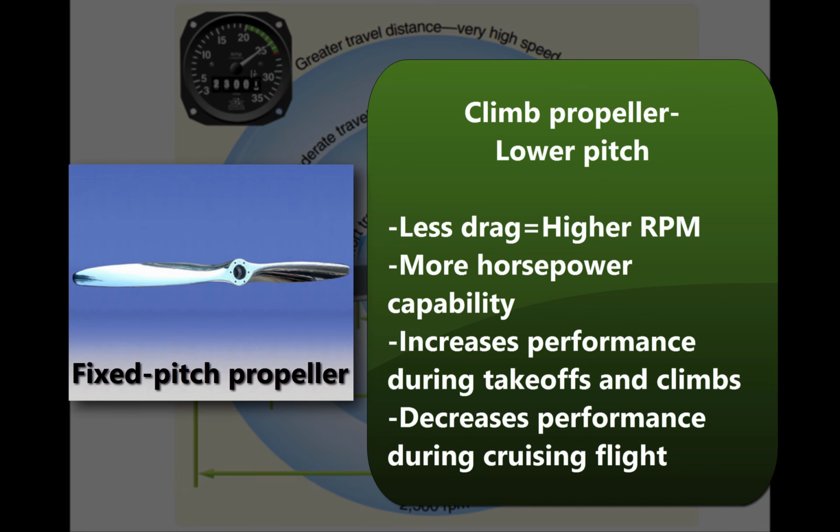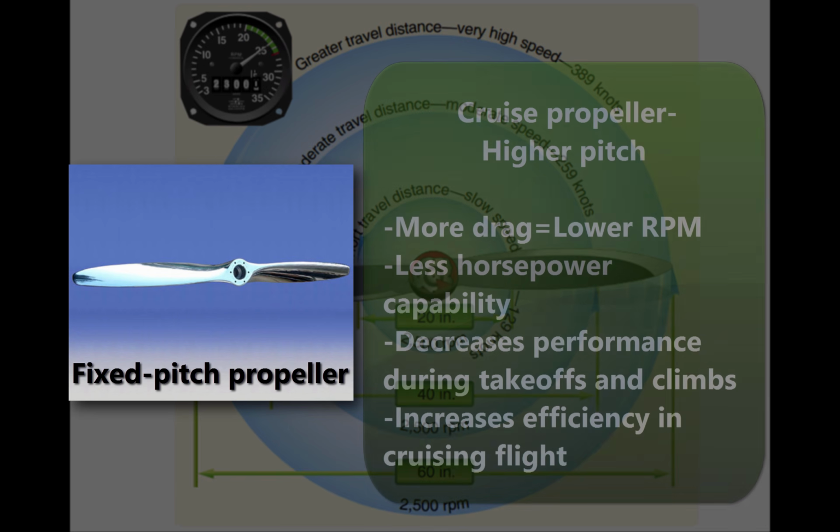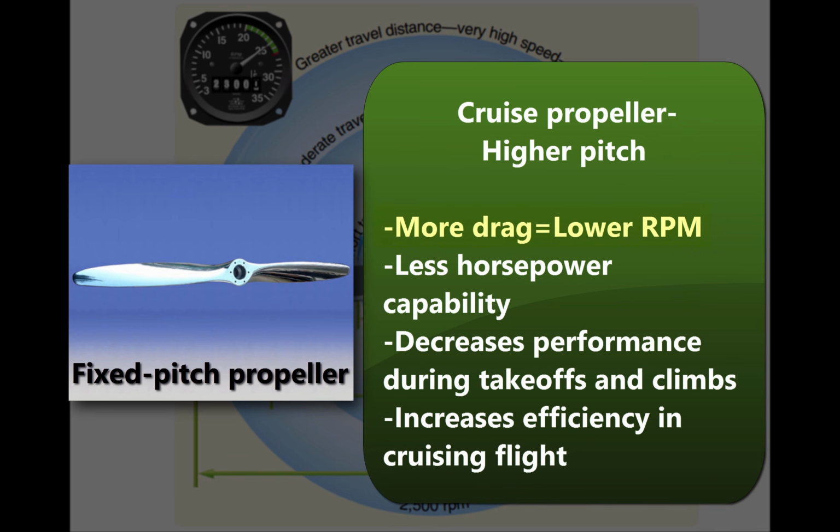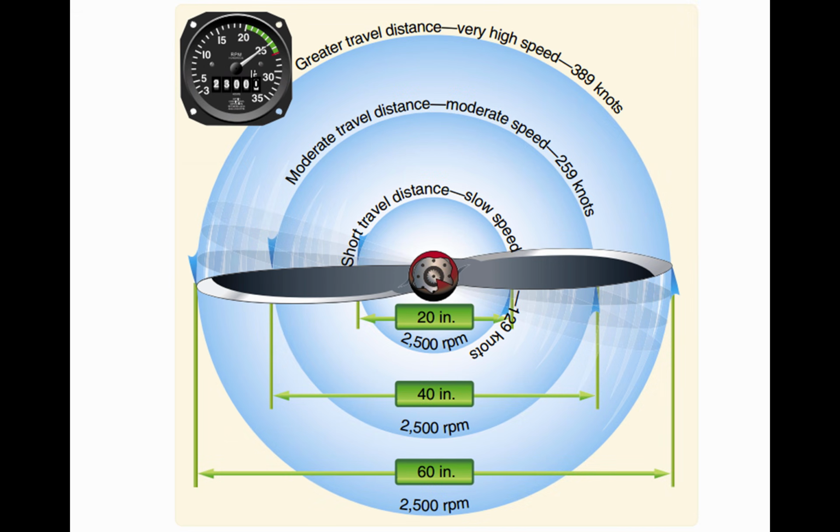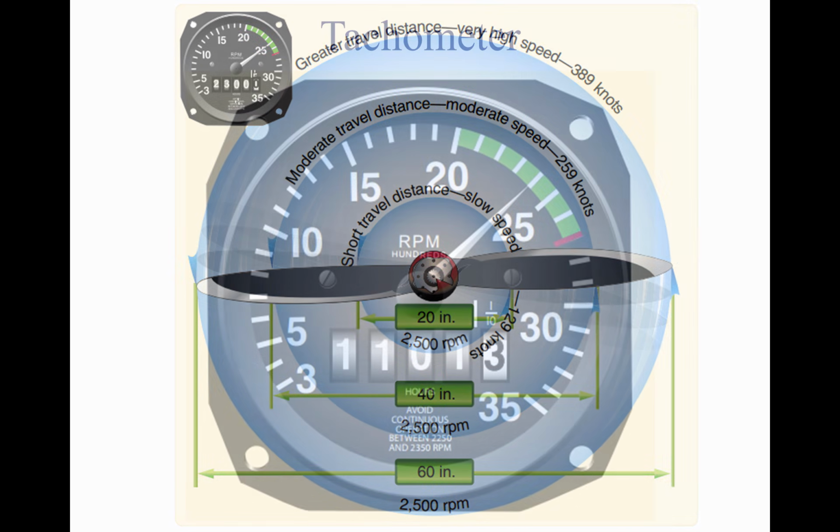The climb propeller has a lower pitch, therefore less drag. Less drag results in higher RPM and more horsepower capability, which increases performance during takeoffs and climbs, but decreases performance during cruising flight. The cruise propeller has a higher pitch, therefore more drag. More drag results in lower RPM and less horsepower capability, which decreases performance during takeoffs and climbs, but increases efficiency during cruising flight. The propeller is usually mounted on a shaft, which may be an extension of the engine crankshaft.